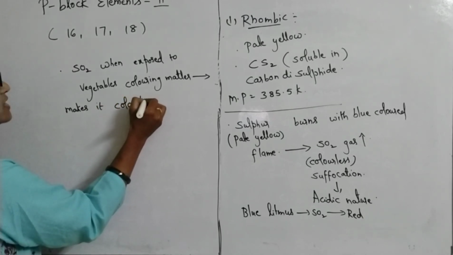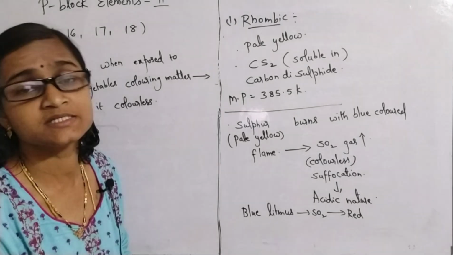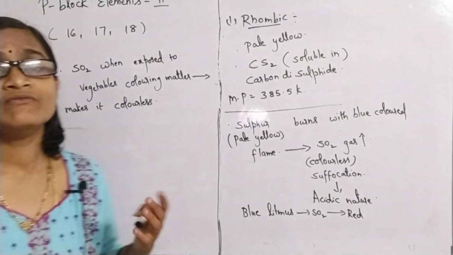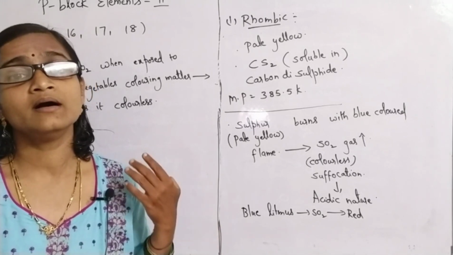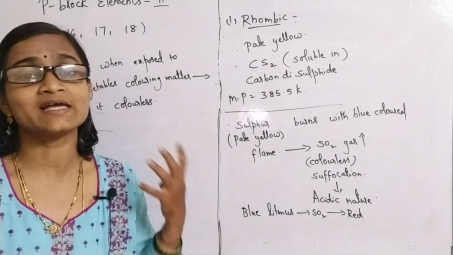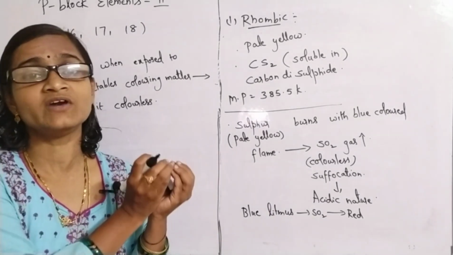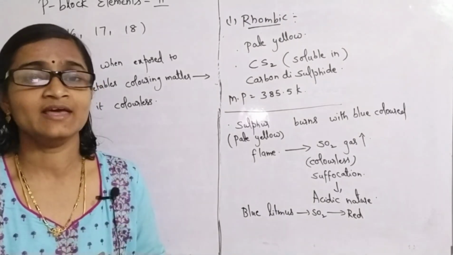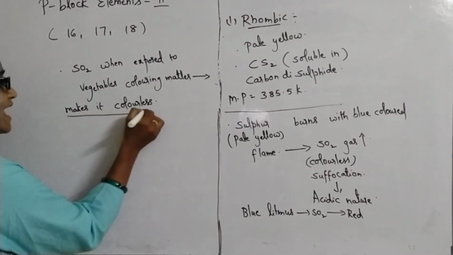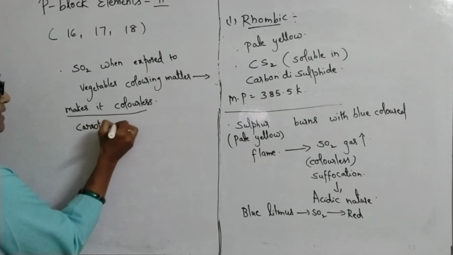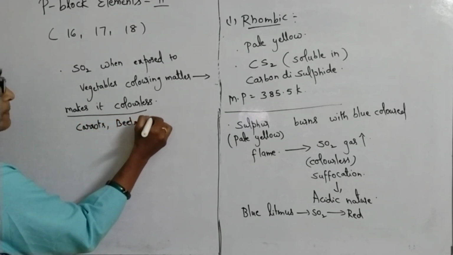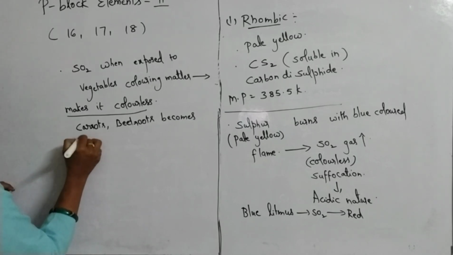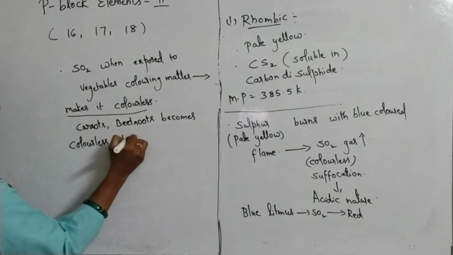Why? Because it acts as a good dehydrating agent. Please remember that point also. Suppose any colored flowers like a red rose or yellow rose, or any colored vegetables like carrots and beetroots, are exposed to sulfur dioxide, then the color of that carrot or beetroot will fade away. They become colorless when exposed to sulfur dioxide gas.